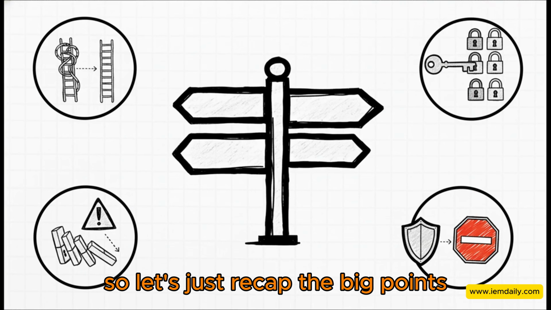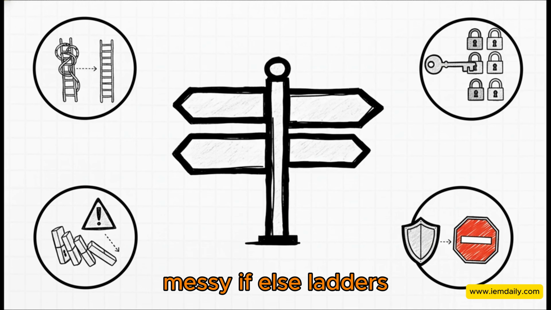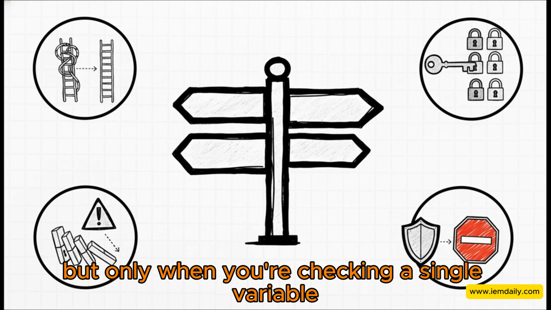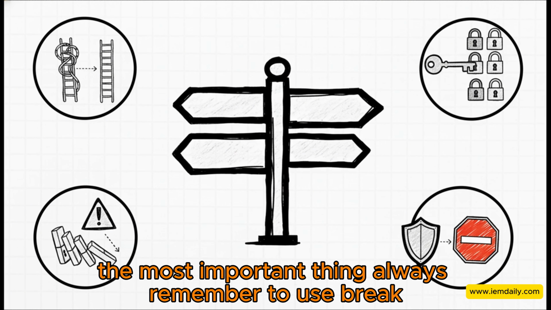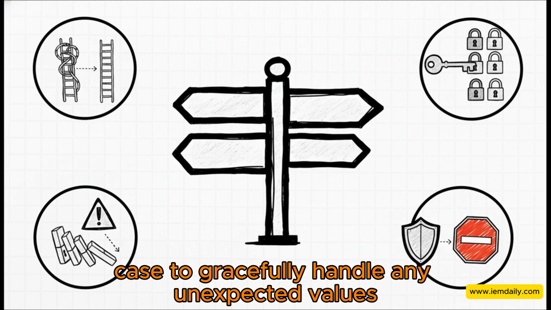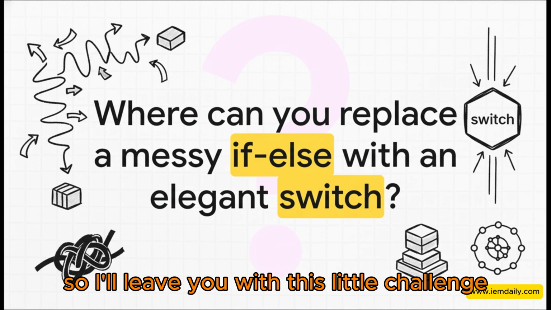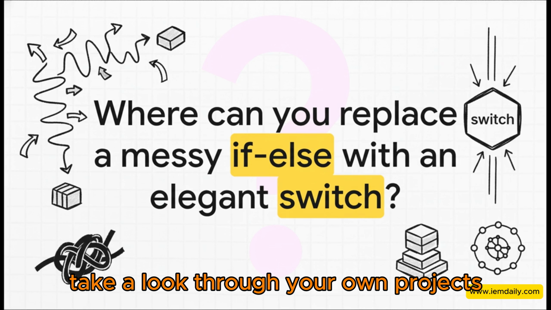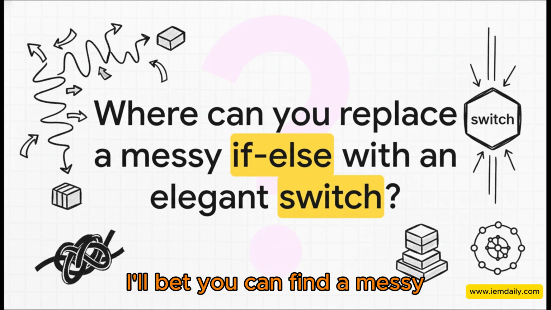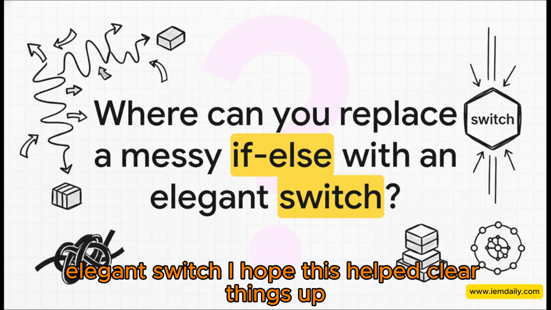So let's just recap the big points. Use switch to clean up those long, messy if-else ladders, but only when you're checking a single variable. The most important thing, always remember to use break to avoid that fall-through trap, and use a default case to gracefully handle any unexpected values. So I'll leave you with this little challenge. Next time you're coding, take a look through your own projects. I'll bet you can find a messy if-else chain somewhere that's just begging to be refactored into a clean, elegant switch. I hope this helped clear things up.